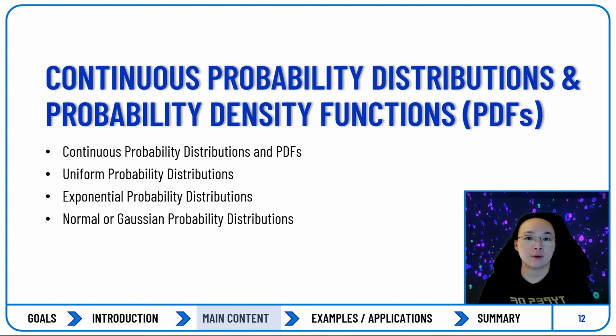So now let's talk about continuous probability distributions, and specifically probability density functions, which are used for continuous distributions. There's essentially one really important distribution we have to go through, but we are going to go through uniform and exponential probability distributions first, and then go through the normal or Gaussian probability distribution.